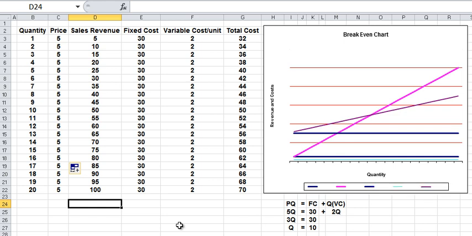Okay, so that's a quick look at break even using a spreadsheet. And that's all I need to say on this topic.